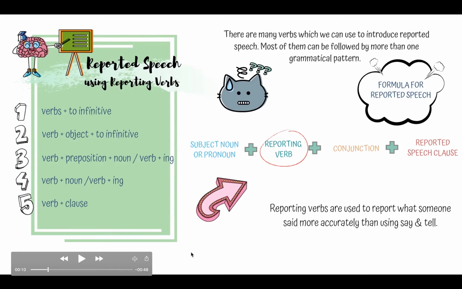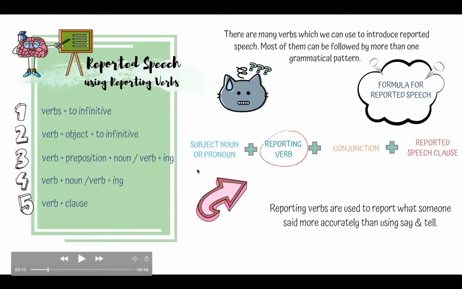Okay, so there are many verbs which we can use to introduce reported speech. Up until now we've basically seen two types, so said and asked. But most of them can be followed by more than one grammatical pattern. So we have 5 different patterns that we're going to be looking at in this video, and we're going to start by refreshing your memories with the formula of reported speech.